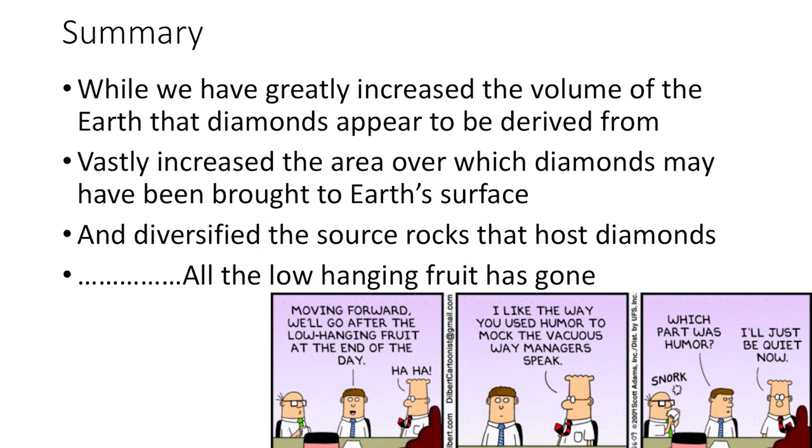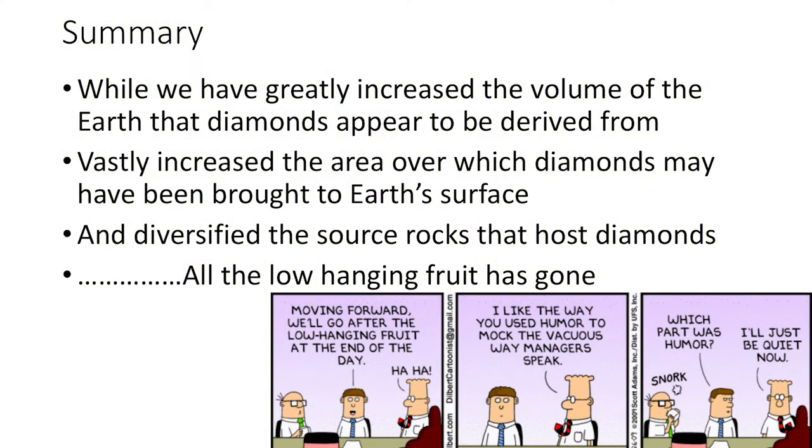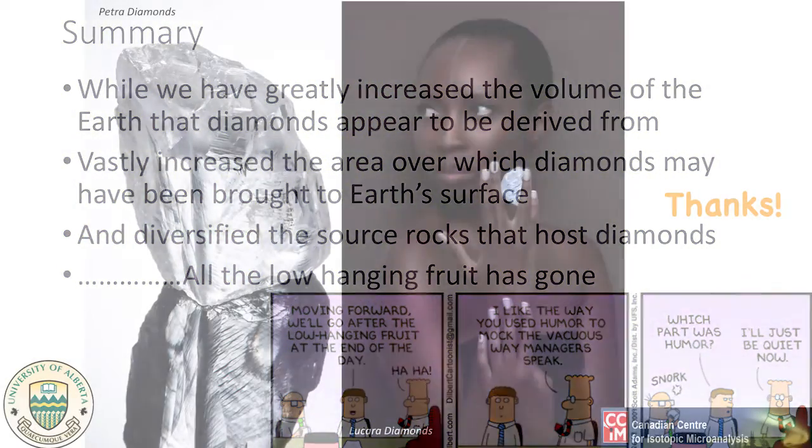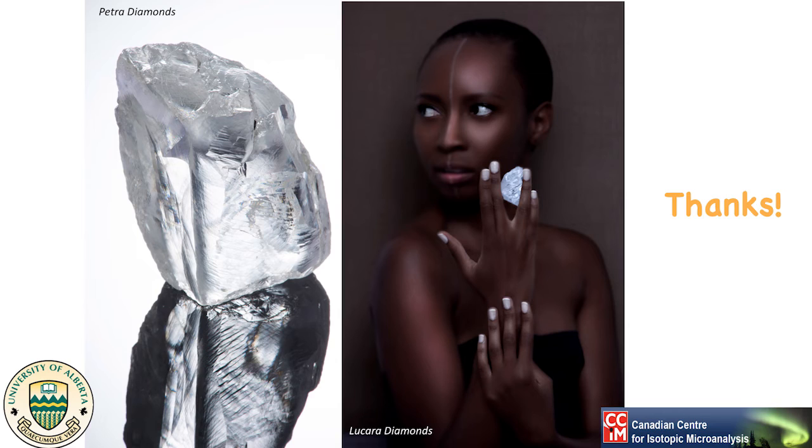So in summary, while we've greatly increased the volume of Earth the diamonds appear to be derived from, we've vastly increased the area over which diamonds may have been brought to Earth's surface, and we've diversified the source rocks that host diamonds. All the low-hanging fruit's gone. And that's the case for pretty much every mineral deposit on the Earth. All the obvious stuff has been tripped over and found, and we're going to have to be a lot smarter about finding the new things. And so to finish, I'll leave it there. Thank you.